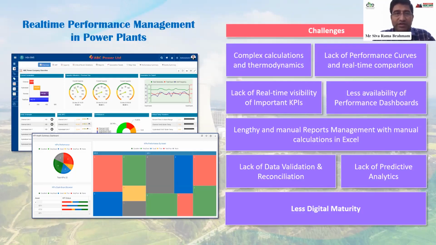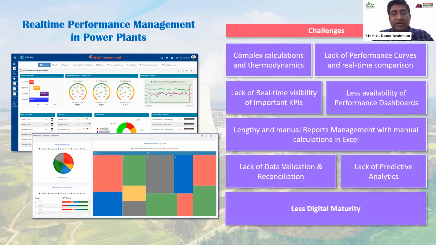One such challenge is the complex thermodynamic calculations involved in this process. It's not a simple expression that you can implement easily. Then there is the lack of performance curves, or curves that are no longer relevant because of upgrades and changes. There is also a lack of real-time visibility and a platform for KPIs and drill down, and less availability of performance dashboards. There are lengthy calculations and manual reports to generate energy efficiencies or heat rate, or to drill down to the individual efficiencies of condensers, generators or steam turbines. And one of the most important points, highlighted earlier, is the data. One speaker expressed a concern about the validity of sensor data, which can sometimes mislead. Yes, I agree totally.